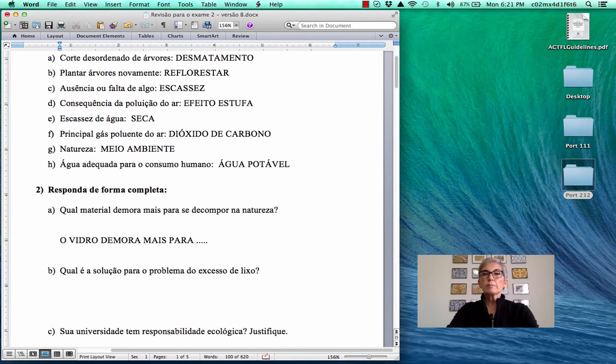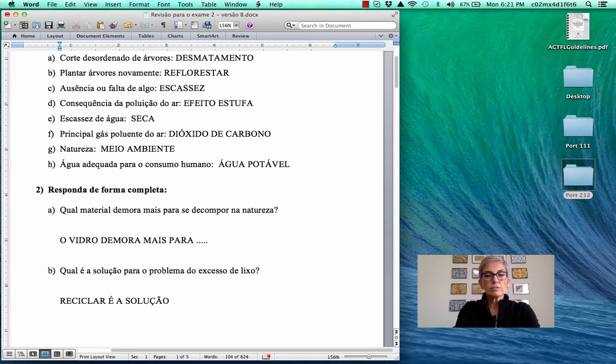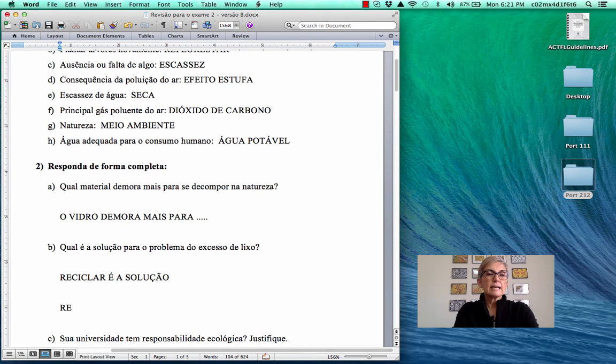Qual é a solução para o problema do excesso de lixo? So, what's the solution to the problem of excess of trash? So, you can say recycling is the solution, or to recycle is the solution. So, you can use the verb reciclar. Reciclar é a solução. Or you can use the noun recycling. A reciclagem é a solução.